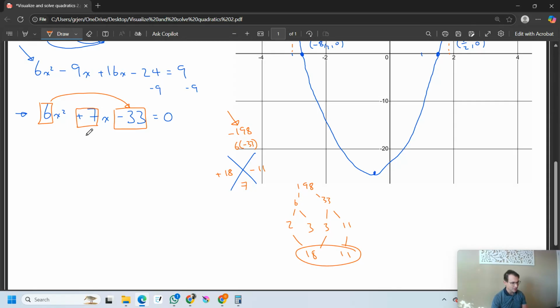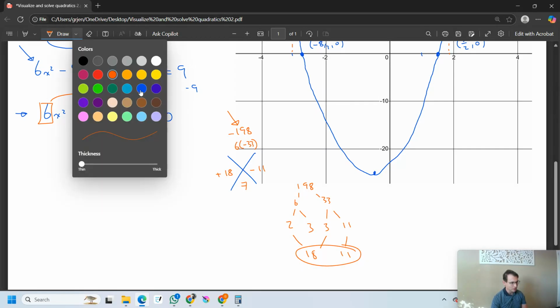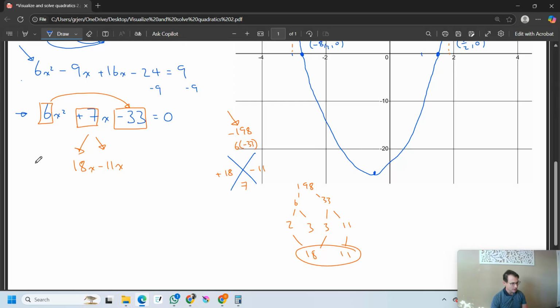Okay, so now I'm just going to break this plus 7x down into two pieces. 18x minus 11x. I didn't change anything, I just wrote it in two pieces. And then I still have 6x squared plus that minus 33 equals 0. And then we can factor both of these by grouping. So the biggest factor in this group is actually 6x. So I have 6x multiplied by x plus 3.